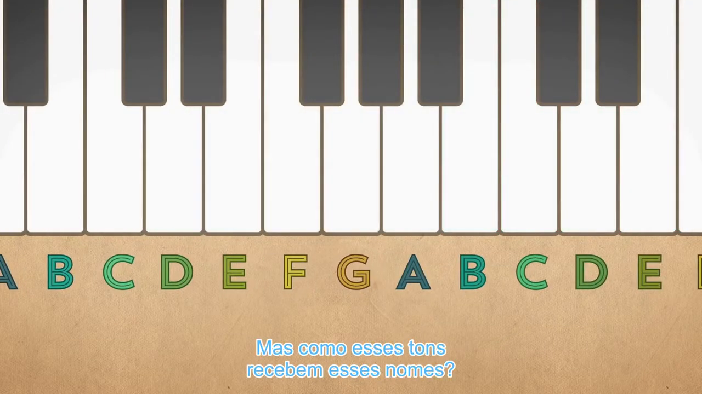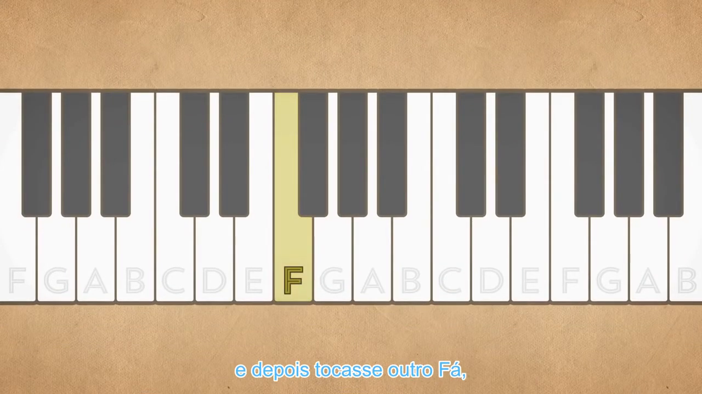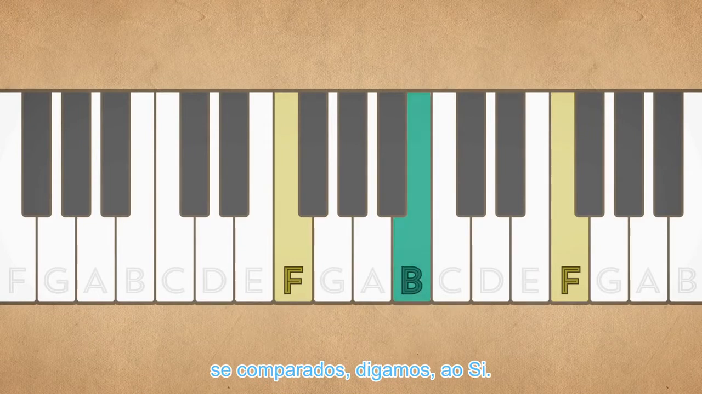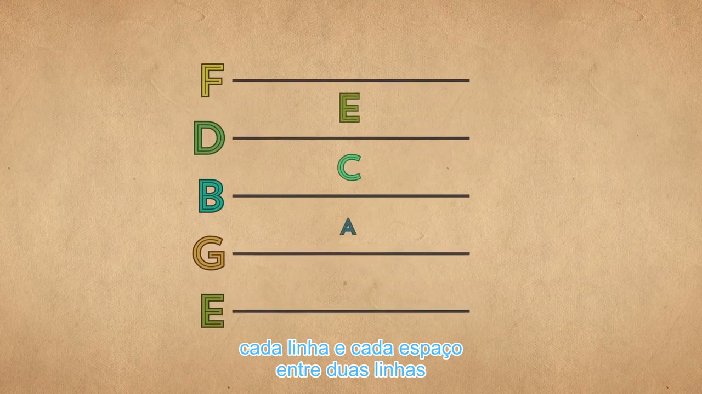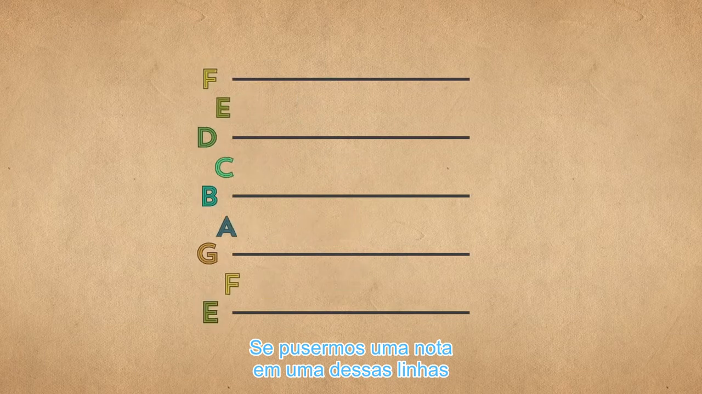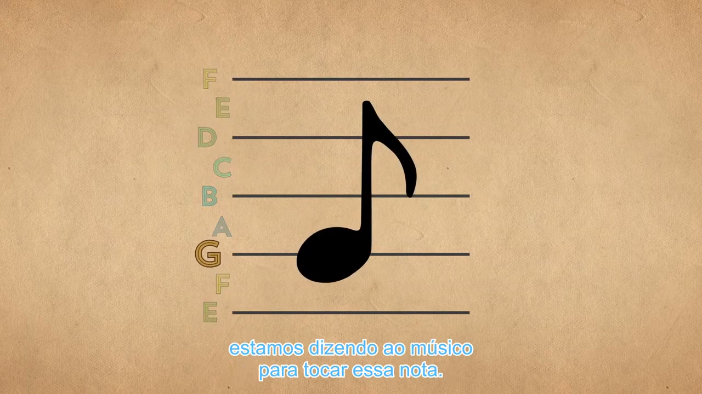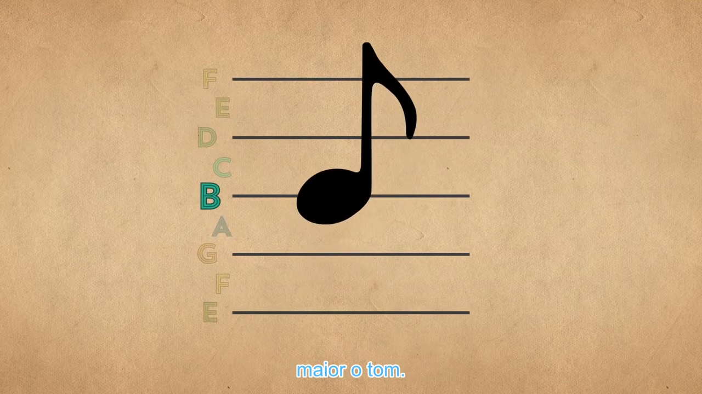But how do these pitches get their names? Well, for example, if you played an F and then played another F higher or lower on the piano, you'd notice that they sound pretty similar compared to, say, a B. Going back to the staff, every line and every space between 2 lines represents a separate pitch. If we put a note in one of these lines or spaces, we're telling a performer to play that pitch. The higher up on the staff a note is placed, the higher the pitch.